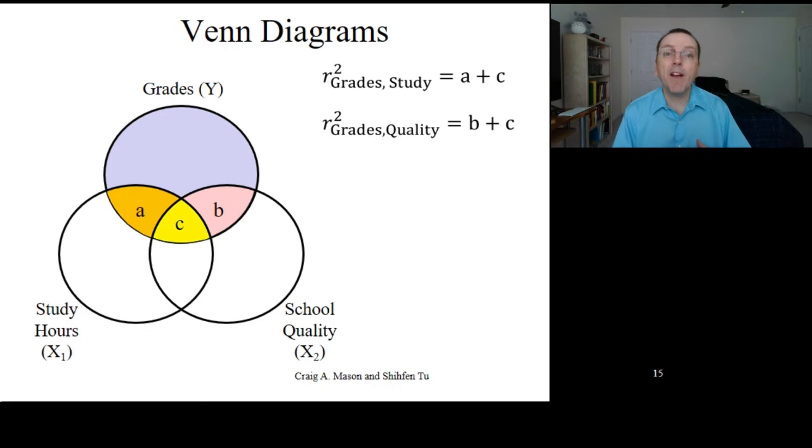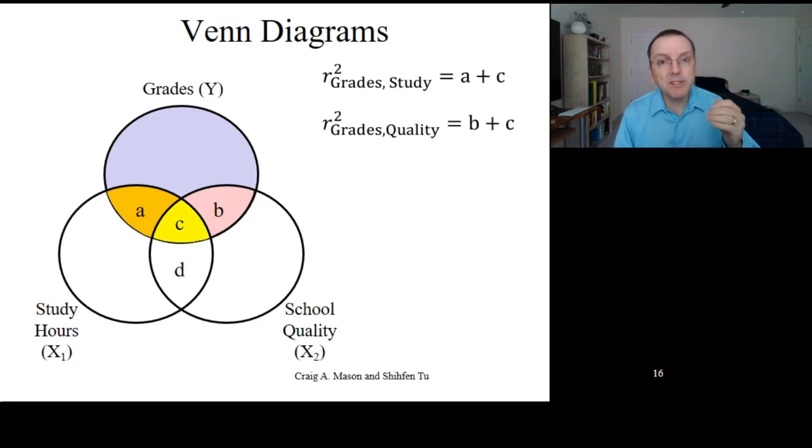Finally, the shared variance between study hours and school quality, our two predictors, is reflected in C plus this area D. Now notice D is the overlap, that variance that study hours and school quality share with each other, that's not related to grades at all. And notice that C is the variance that's shared by both study hours and school quality that's also shared with grades. It overlaps all three of our variables.